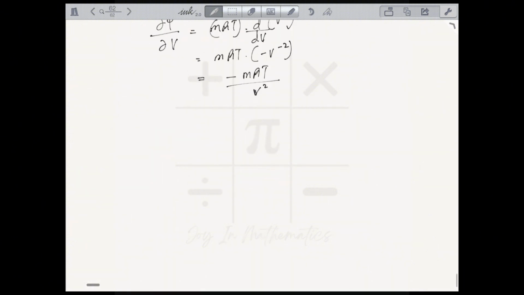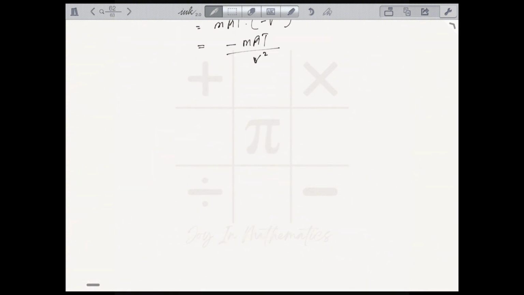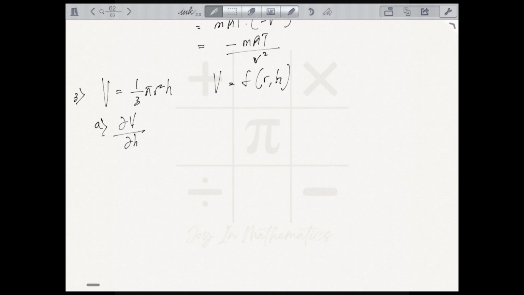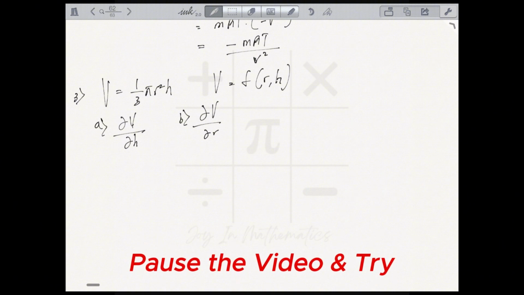Finally, for this video, let's take another example. We're given V is equal to 1 over 3 pi r squared h, and this is the volume of a cone. And we know that V here is a function of both r and h. Now let's find expressions of the partial derivative of V with respect to h, and likewise of the partial derivative of V with respect to r. You can pause the video now to give it a try.